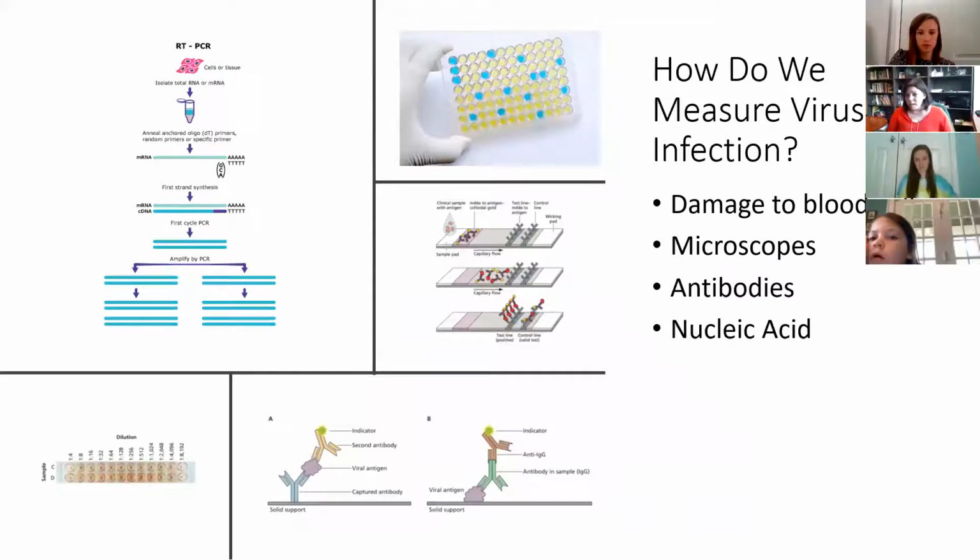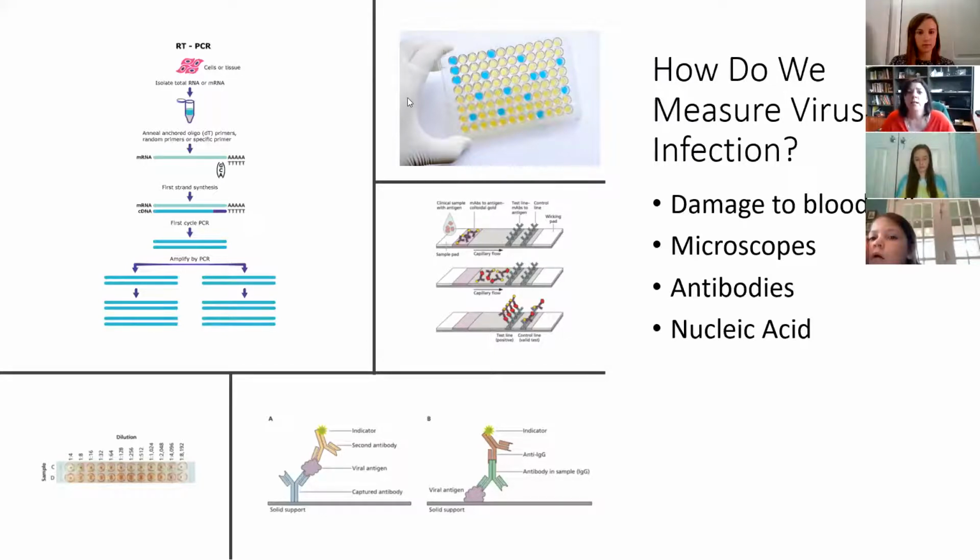So how do we measure virus infection? There's a lot of tests we can run. We can look at how the virus damages blood cells. We can look at them under microscopes. But the most testing we do in the doctor's office and in our labs, we use RT-PCR to look for viral nucleic acids. So we look for viral DNA or RNA. And then we can also test your antibodies to see if you've developed antibodies specific for a virus.